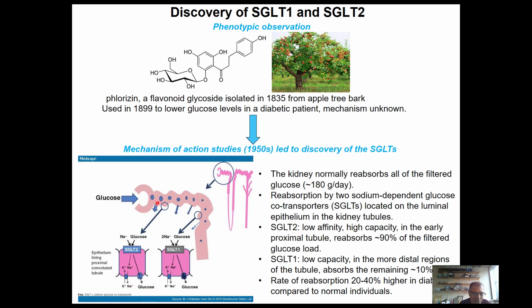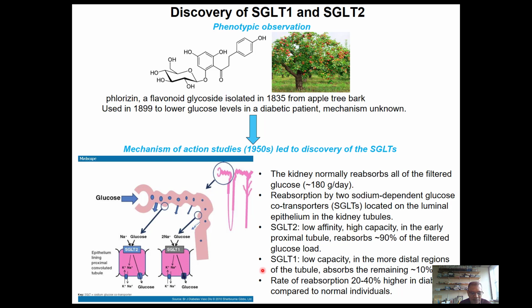Any glucose that is not scavenged by SGLT2 will make it further down into the tubule, and there it will be captured by the next co-transporter, which is SGLT1. And SGLT1 is a low capacity transporter because most of it has already been removed by SGLT2, but this will then remove the remaining 10% of the glucose.